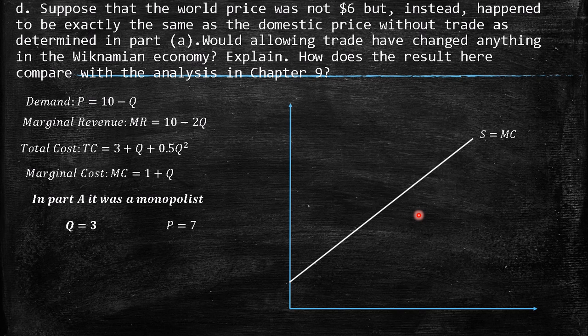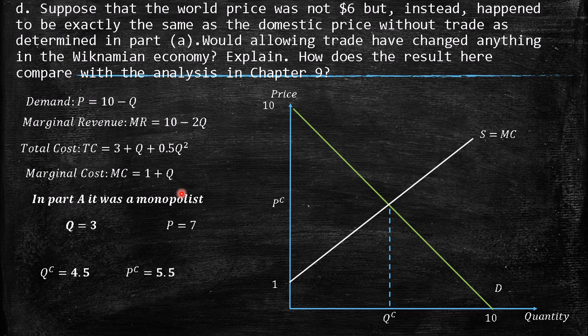So here we have the supply, which, remember, is the marginal cost, and here we have the demand. So here we have the competitive price and the competitive quantity. Here we have the marginal cost, which is 1 plus Q. So when Q is 0, the marginal cost should be 1, and then it will increase with a slope of 1. And then here we have 10 and 10. So when the quantity is 0, the price is 10. When the price is 0, the quantity should be 10 as well. So here we have the demand curve, and here we have the competitive price.